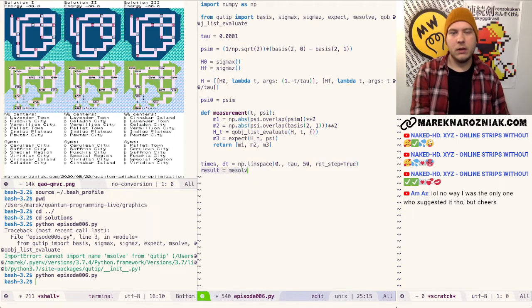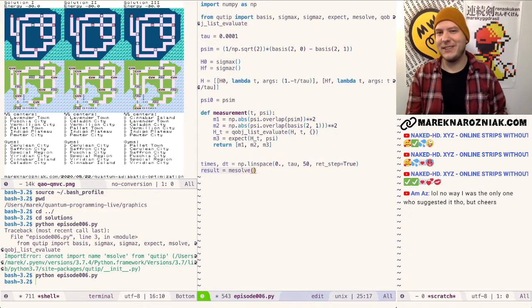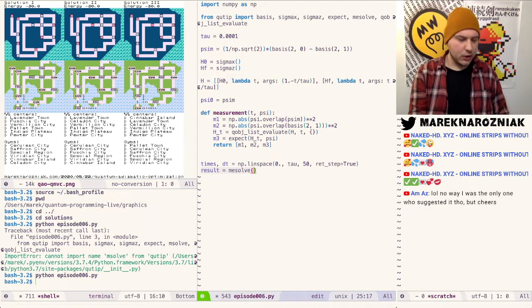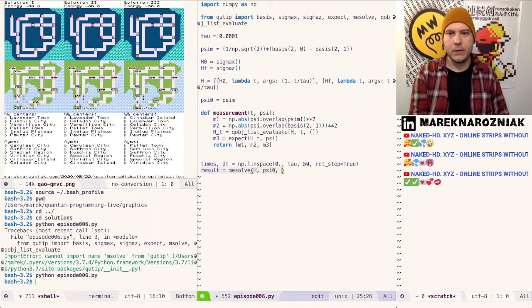MeSolve. MeSolve stands for Master Equation Solve, but I like to call it just Solve Me. Like imagine this Hamiltonian saying, "Solve me, please. I want to be solved. I don't want to remain unsolved." So we give it the Hamiltonian, we give it the initial state, we give it the time steps, and we give it the measurement function, which is measurement. And this is enough to just run the simulation.